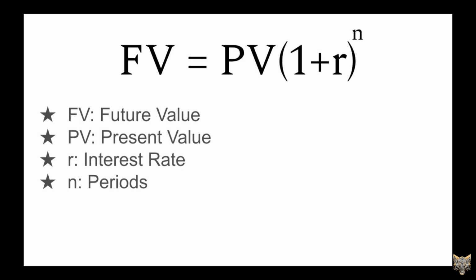And what is R? Well, R is the interest rate. And what is N? N is the number of periods. So you understand that the interest rate is basically the percentage of return that you're going to get. And N, which is the periods, is the time value in this equation.